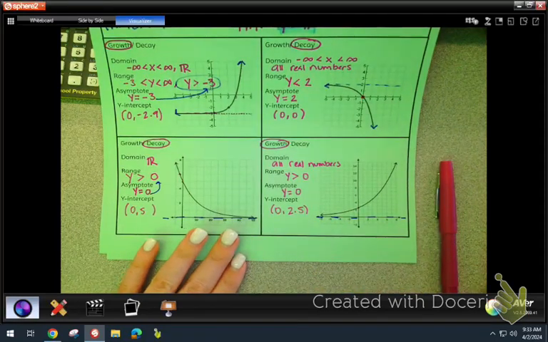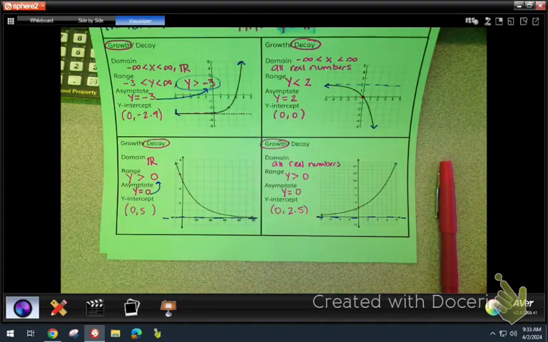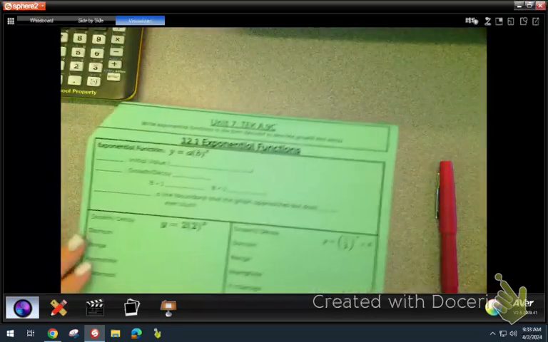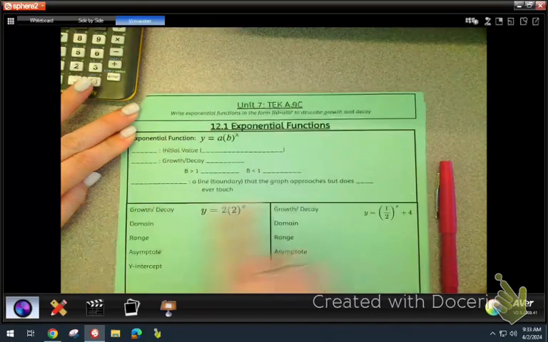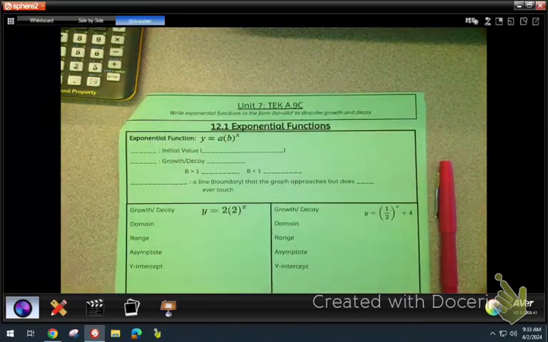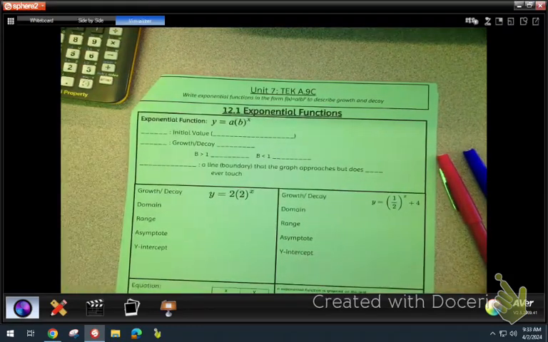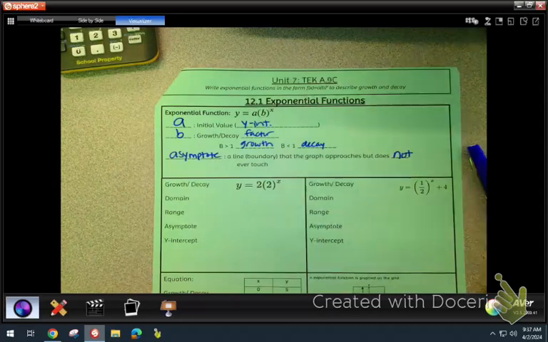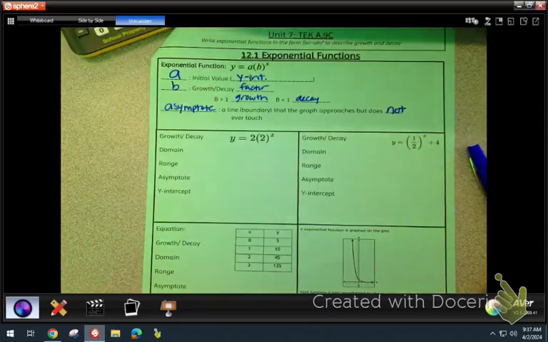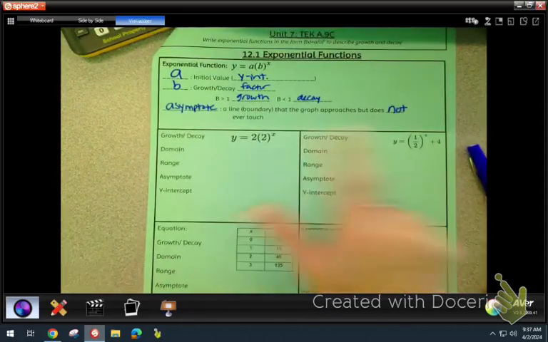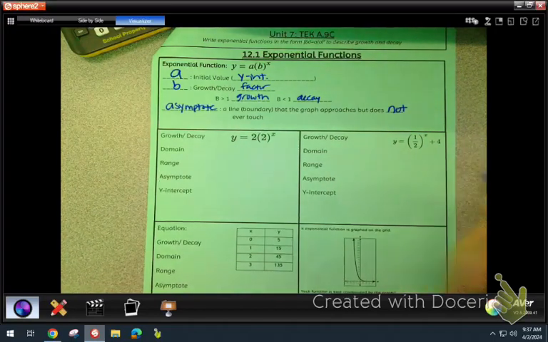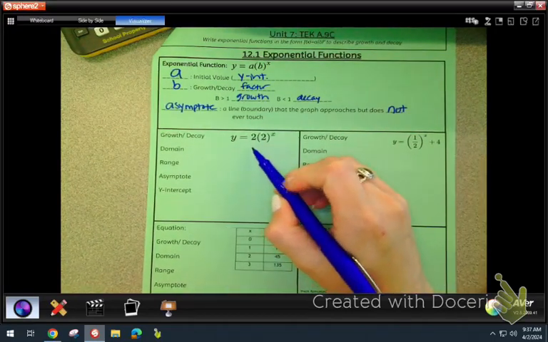So a big part of this is going to be interpreting these features from a graph. Now, flip over. Go ahead and fill this part in again. Y-INT. So it's the same types of questions. However, do you have a graph on this page? We don't have a graph. We just have an equation.